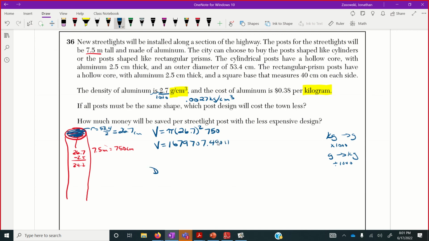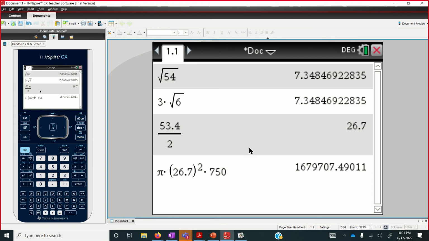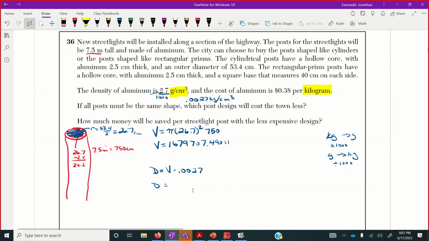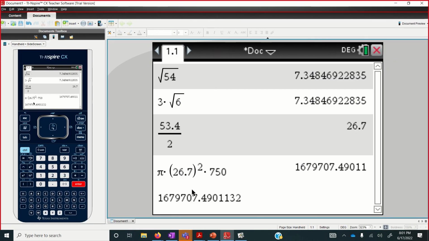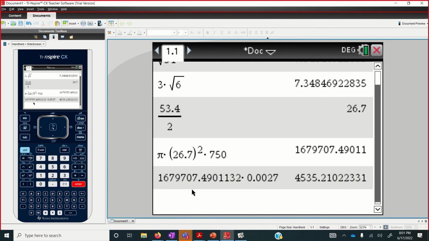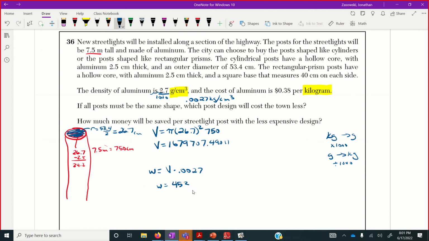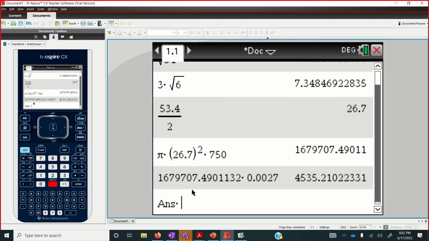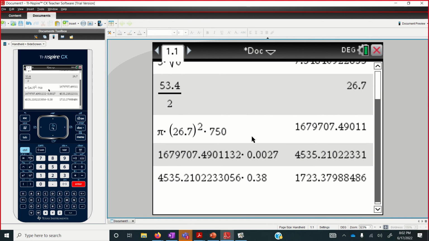Okay, so the density is equal to the volume times 0.0027. All right. Oh, I guess it's not the density, I guess it's the weight, right? So we're going to take that number and multiply it by 0.0027, which gives 4535.21. And then we're going to take our money and multiply the weight times 38 cents. So it's equal to $1,723.38.